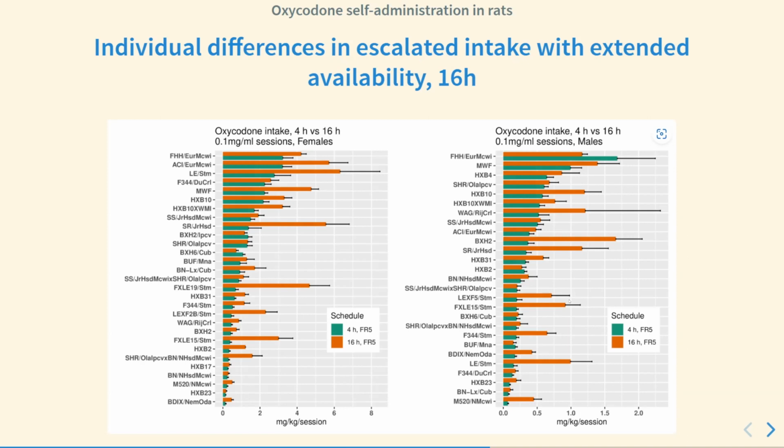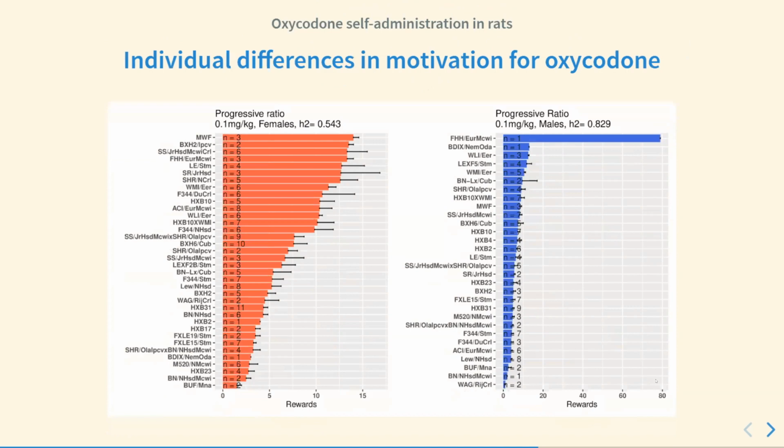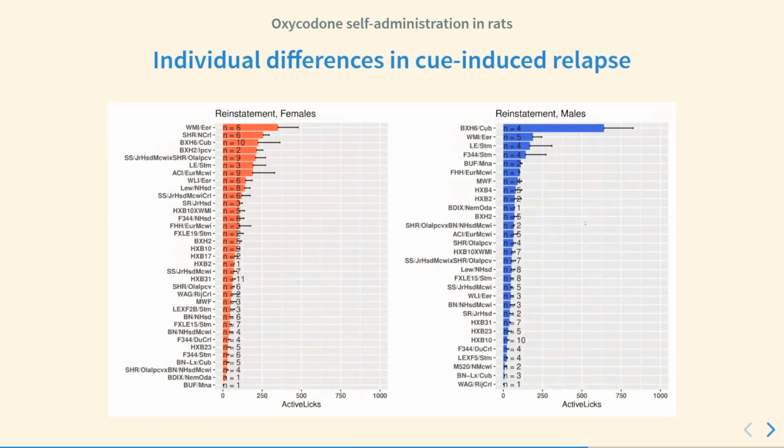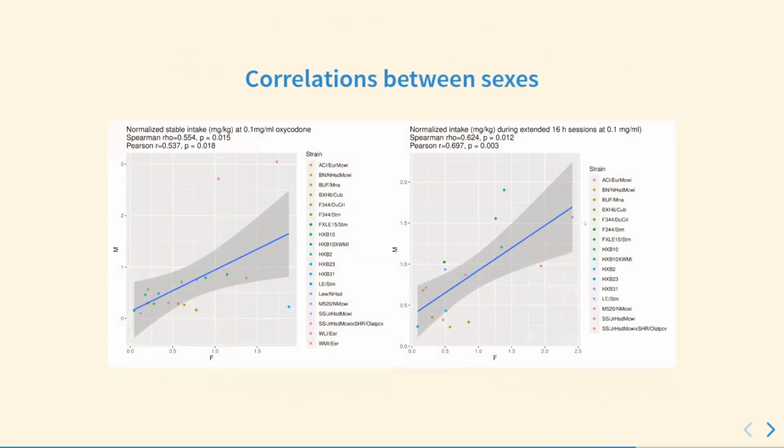We don't have enough data to tell if this is totally similar between the strains yet. So progressive ratio, again a measure of motivation, has very large strain differences, and the heritability in males here probably is just caused by this N of 1. So that's most likely going to go down when we have more animals. Cue-induced relapse is the same.